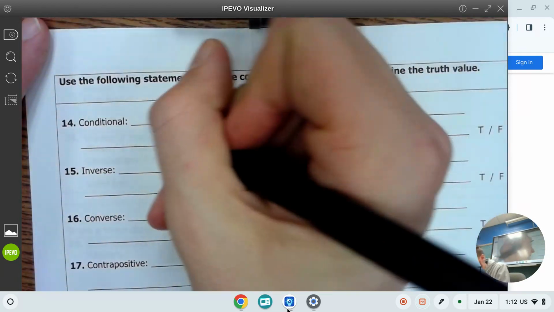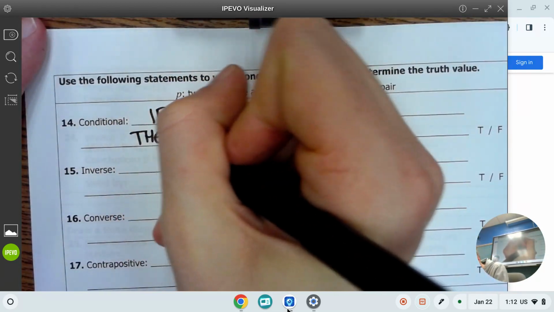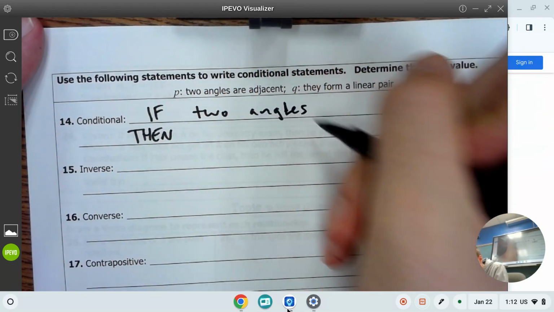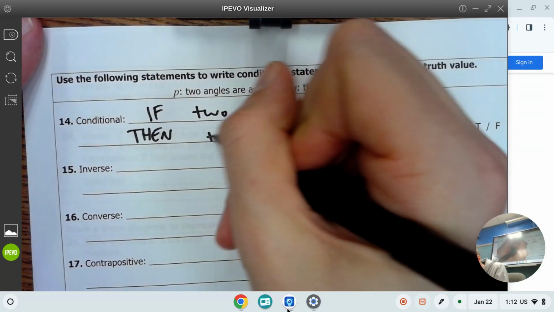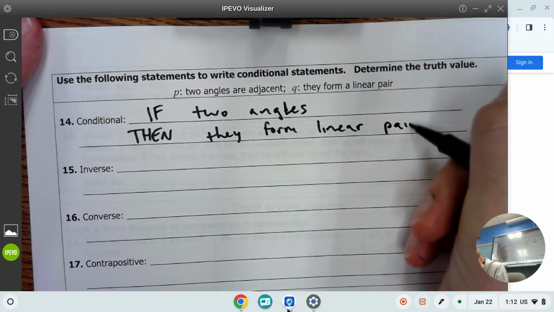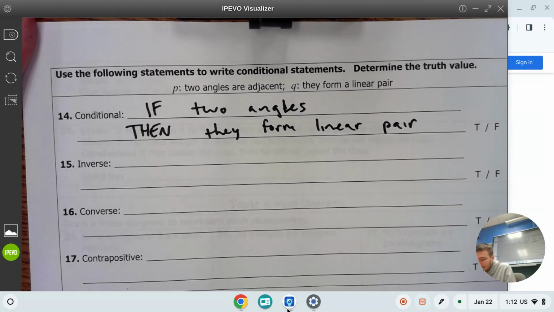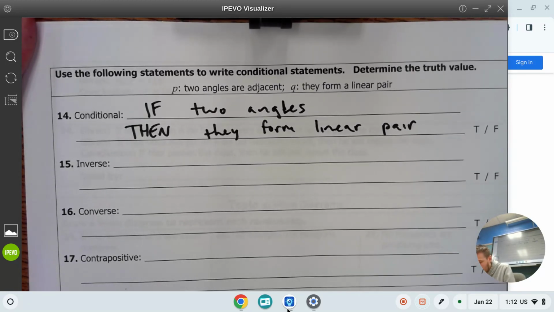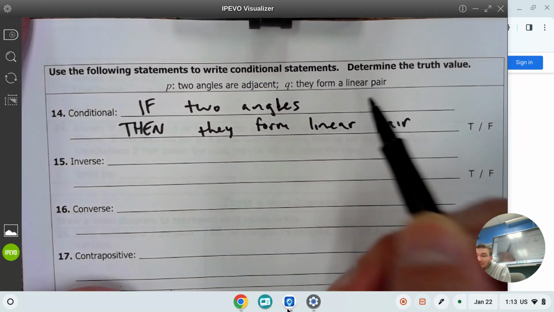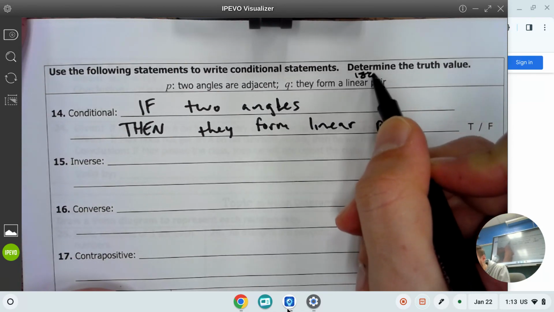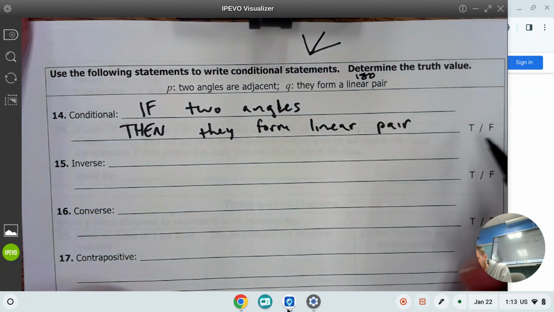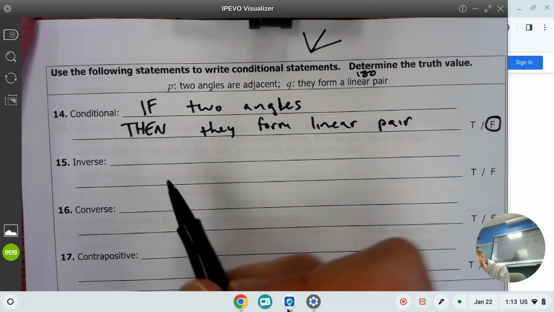Conditional. You just write if, then, and you write the two things, right? If two angles are adjacent, then they form a linear pair. Well, if they're adjacent, they got to be next to each other. They form a linear pair. Linear pair specifically means they have to make 180. I don't think that this works. These two are adjacent. They don't make a linear pair. I'm going false.